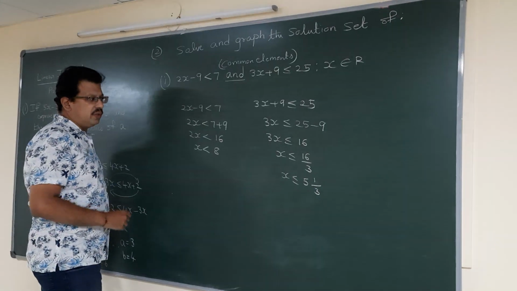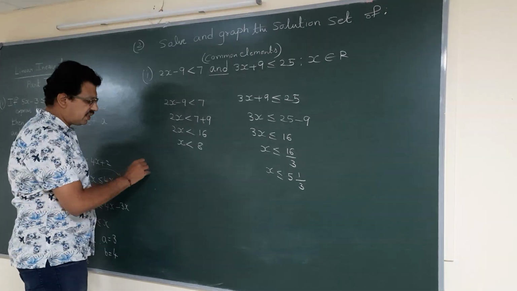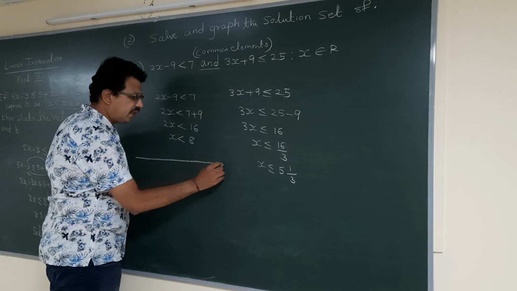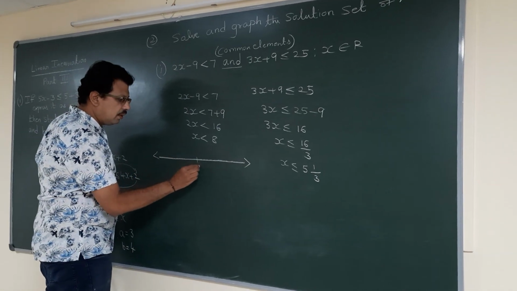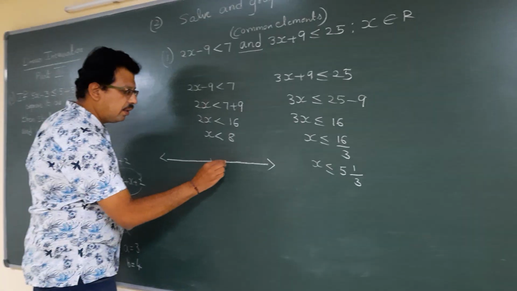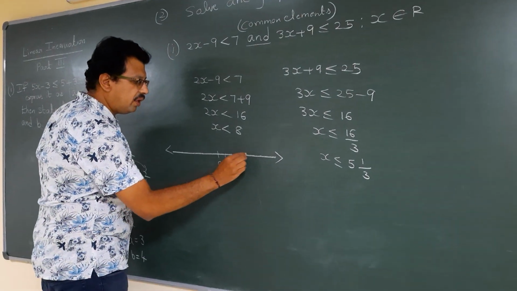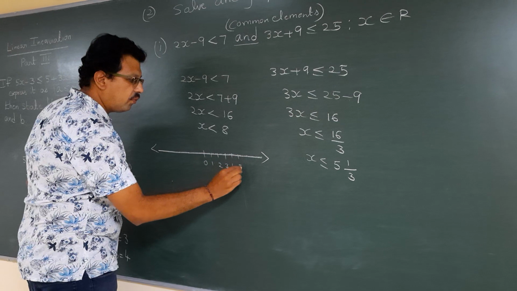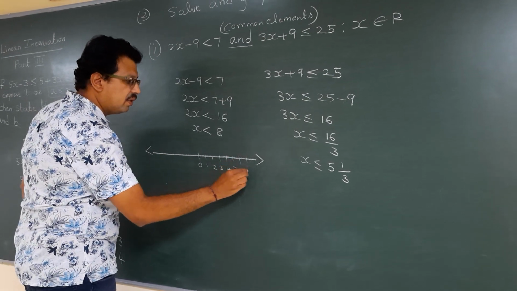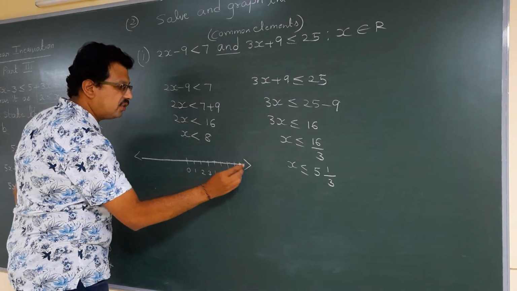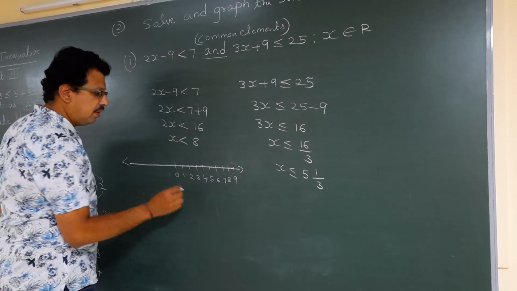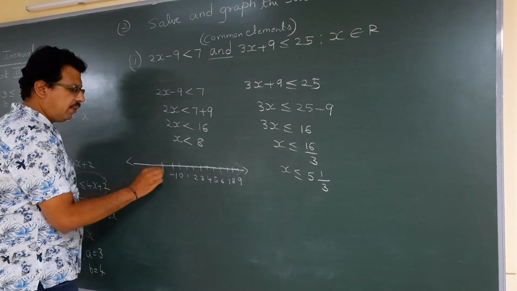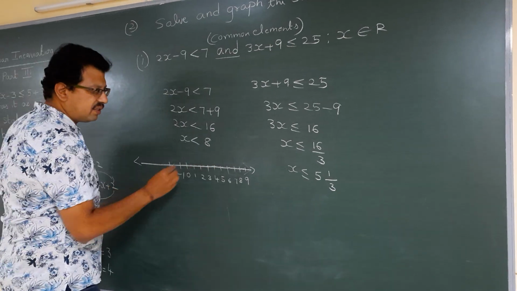x less than 8 means you should know this very well. What is x less than 8? You can just see it on the number line. I'm just drawing the number line here: 0, 1, 2, 3, 4, 5, 6, 7, 8. You can take one extra number, 9, minus 1 and minus 2. So x is less than 8.